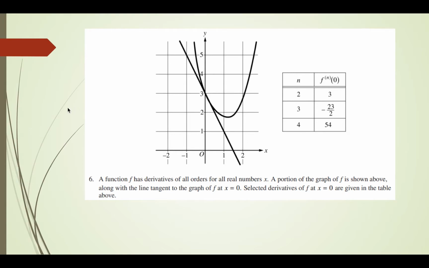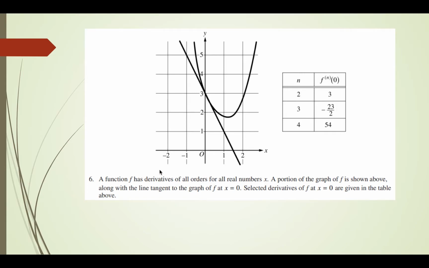All right, so here we've got this graph and we've got a table and it says function f has derivatives of all orders for all real numbers x. So all that means is this function f, which is this curve function here, means you can just derive it forever. You can take a first derivative, second derivative, third derivative, fourth derivative, and just keep going. And those derivatives are going to exist.